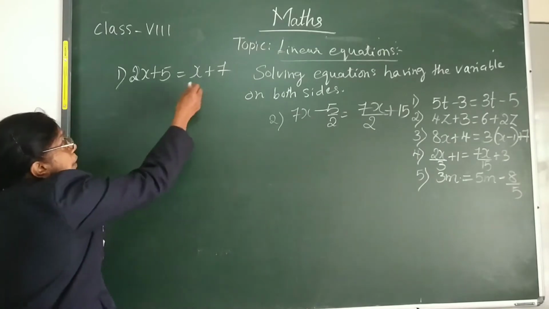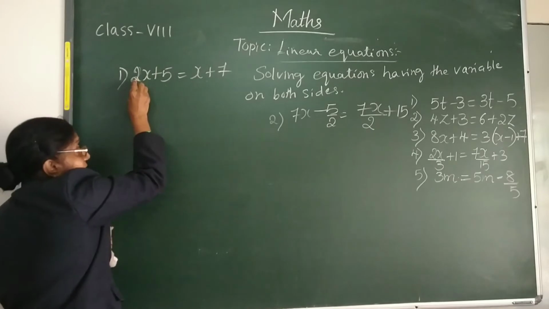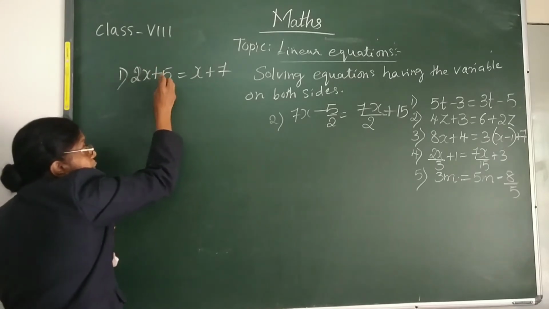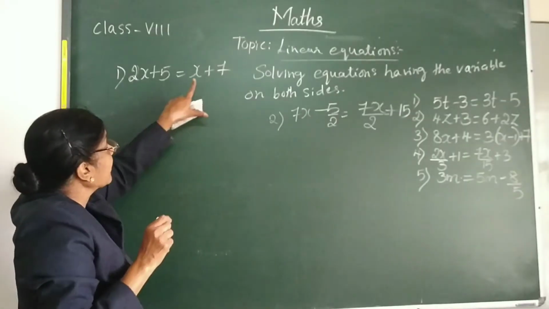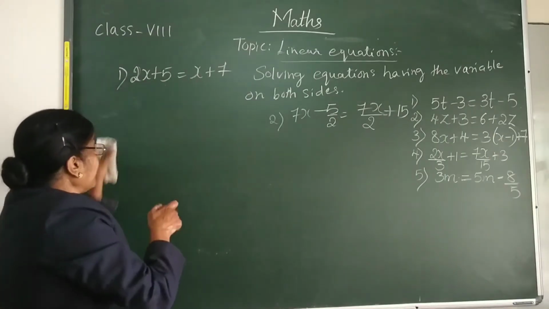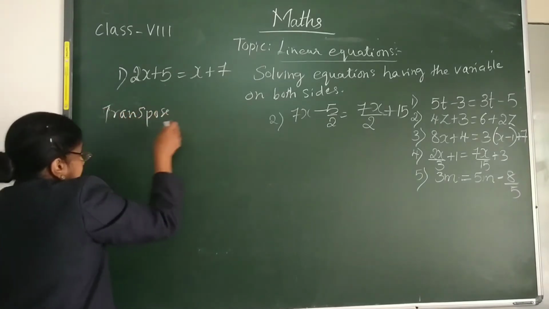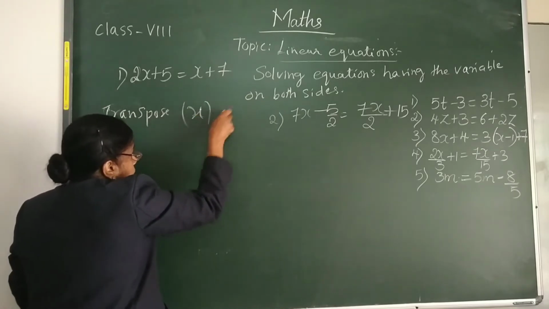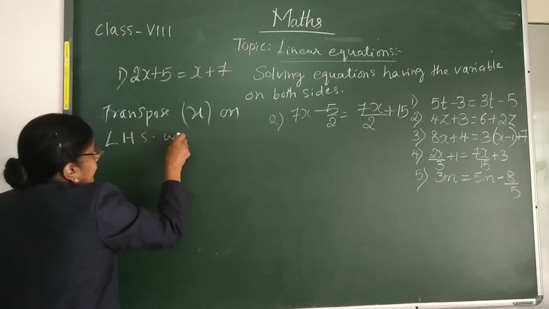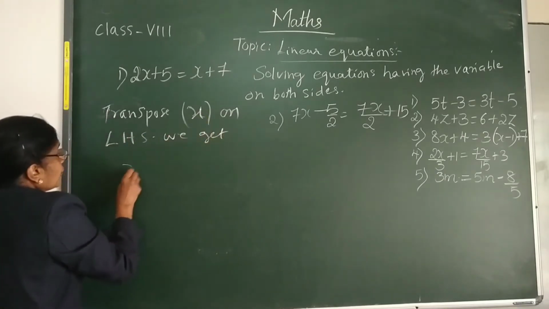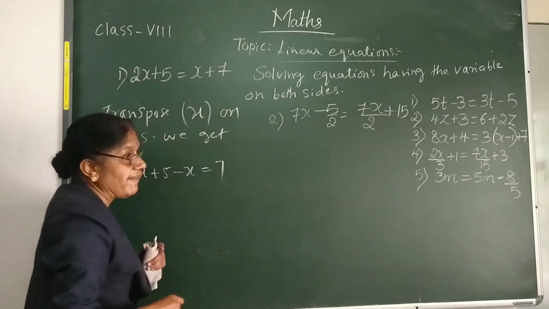Let us see. The variable terms are moved to one side and the constants to the other side. That is what we are going to do here. So first I will transpose x from the right hand side to the left hand side. We get, what do we get? Let us see. 2x plus 5 minus x is equal to 7.